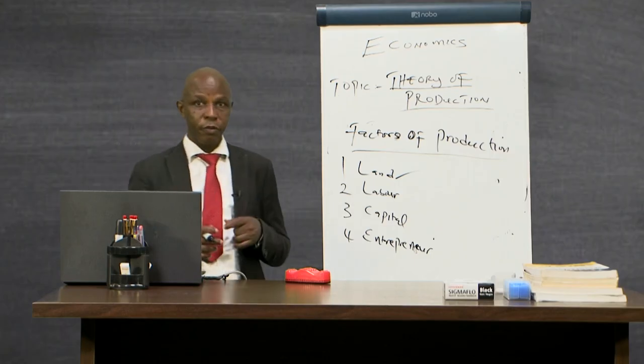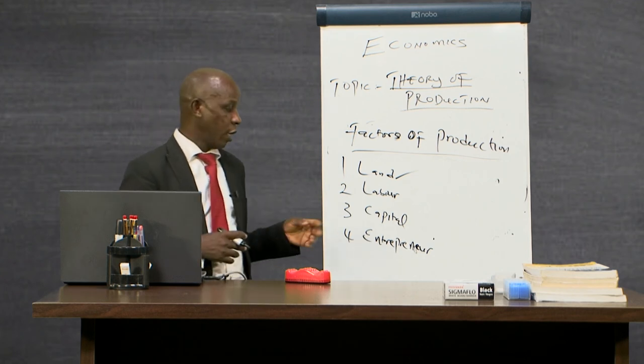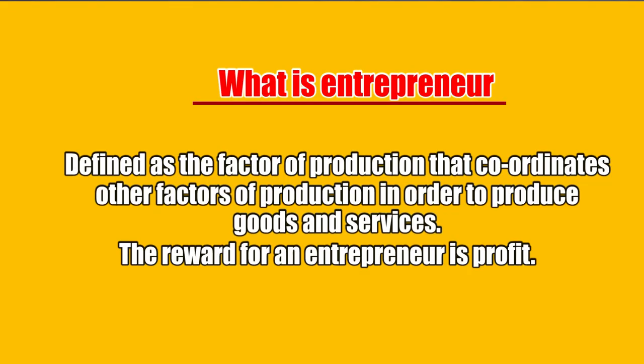The last part of the factors of production we'll be discussing today is the entrepreneur. Who is an entrepreneur? An entrepreneur is defined as a factor of production that coordinates other factors of production in order to produce goods and services. The other factors of production cannot work in isolation. Somebody has to coordinate them and bring them together for production to take place. And we say that the reward for an entrepreneur is profit.